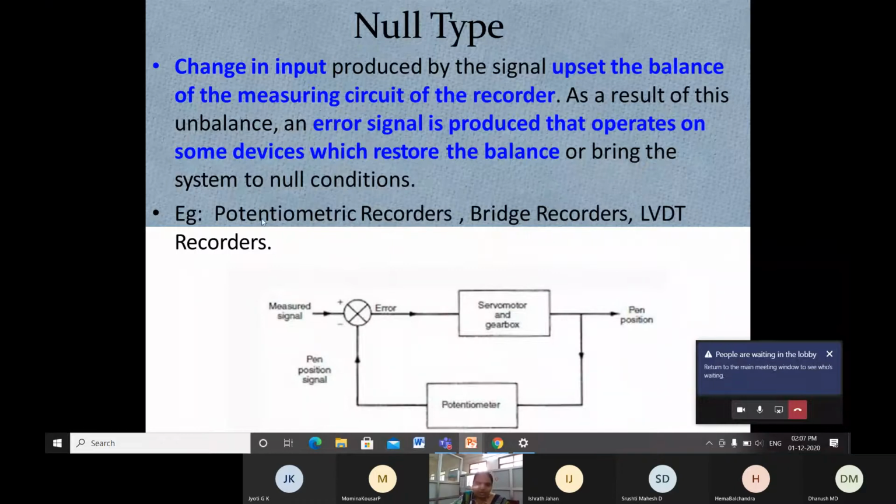Some examples are taken here: potentiometric recorders, bridge recorders, and LVDT recorders. This is a small block diagram. The measuring signal is given as the input. Then a servo motor and gearbox are connected. For the gearbox, a pen position is connected, and the recording operation is done based on that.